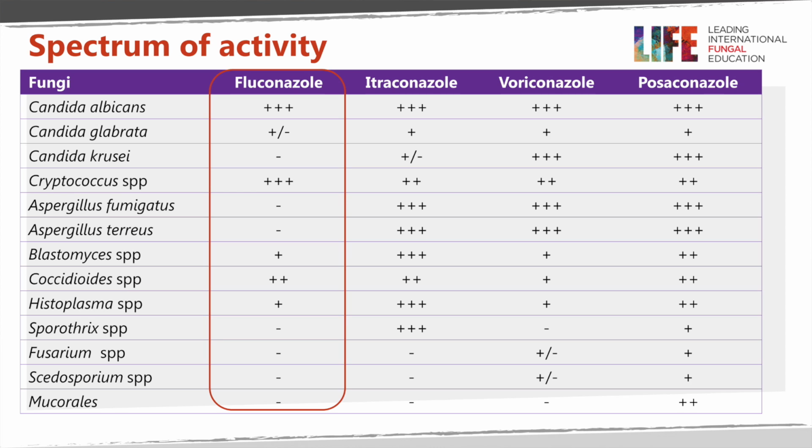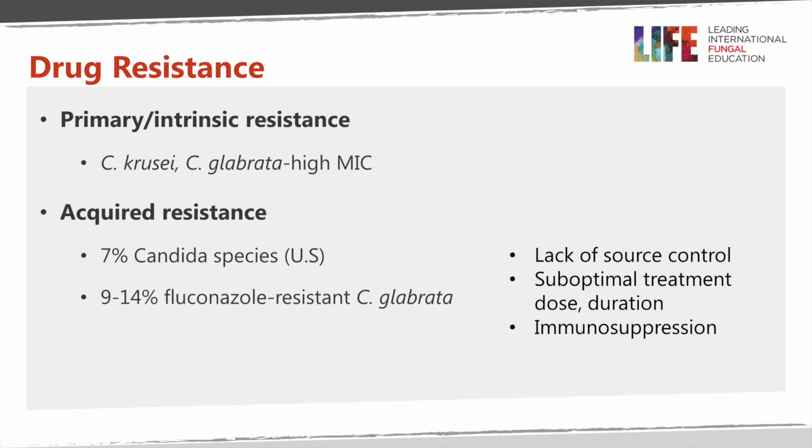Again, here, spectrum of activity: very good activity against Candida albicans. There is some intrinsic or acquired resistance to Candida glabrata, as I will be showing you in the next slide. It's active against Cryptococcus and also against the dimorphic fungi. So, drug resistance. We know that Candida krusei is inherently resistant to fluconazole, and certain isolates of Candida glabrata may have high MICs to fluconazole.